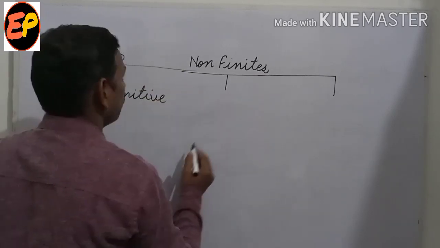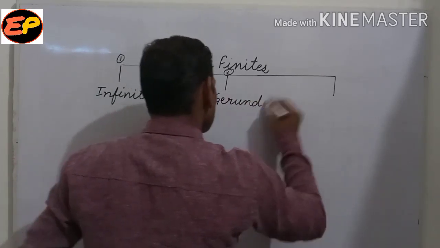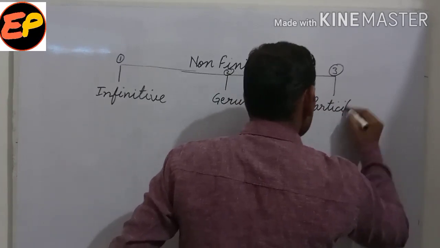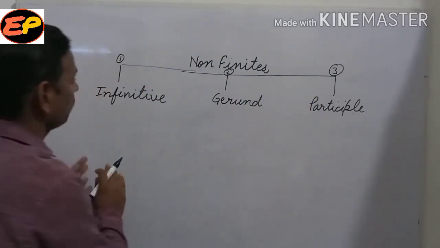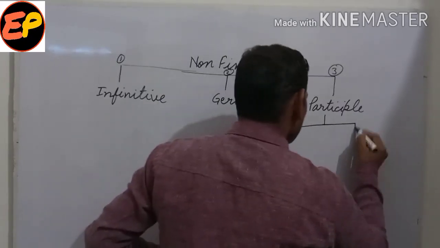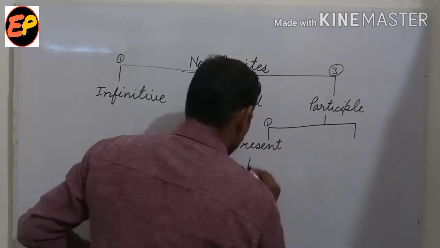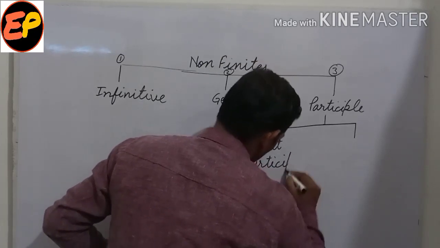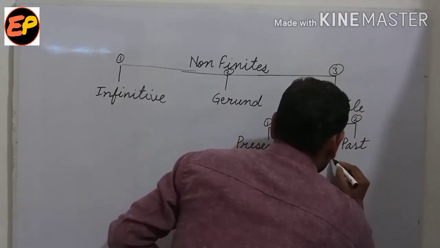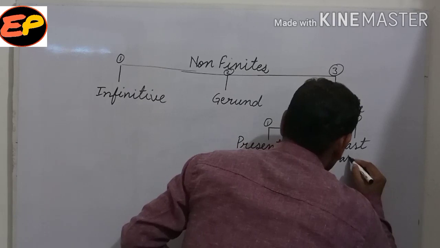Infinitive. Infinitive is the first kind of non-finite. Number two is gerund. And third is participle. Further, participle can be divided into two more parts. What are the two parts? One is present participle, and second is past participle. So there are two further parts of participles: present participle and past participle.